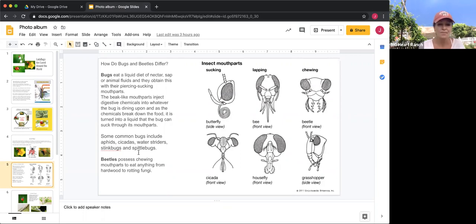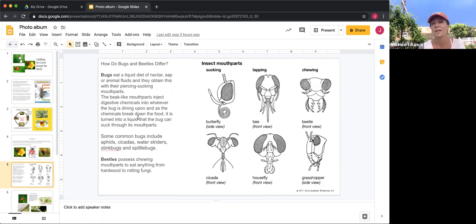So it's really interesting depending on what their food source is. And beetles process food by chewing it up in their mouth parts, so they can eat anything from hardwood to rotting fungi, much harder surfaces and substances than a bug can.